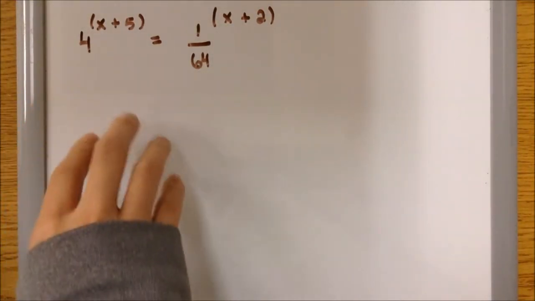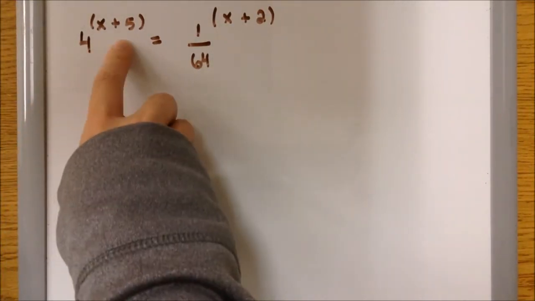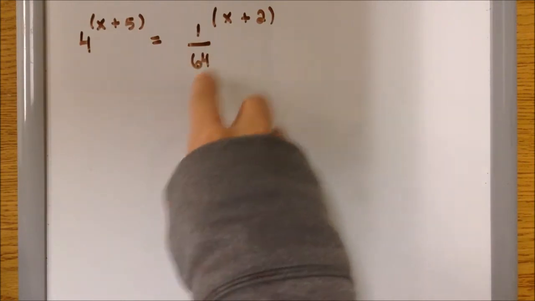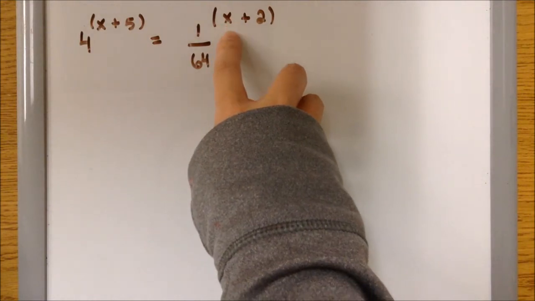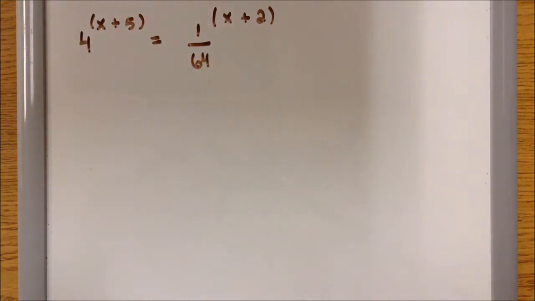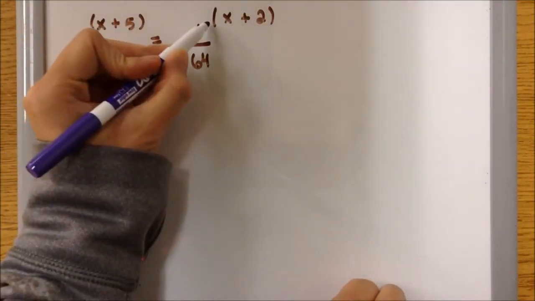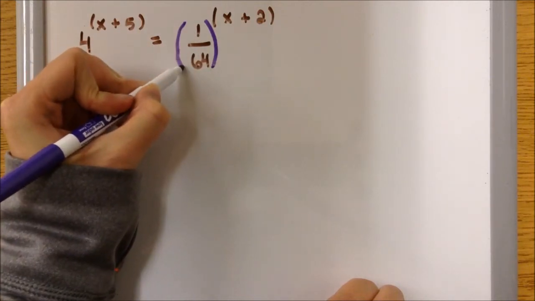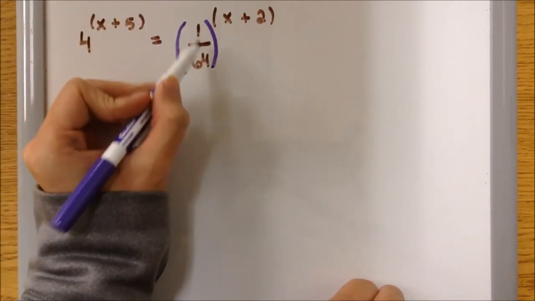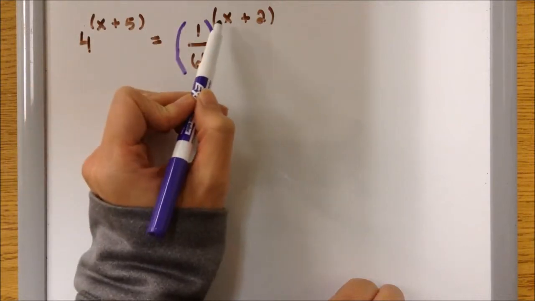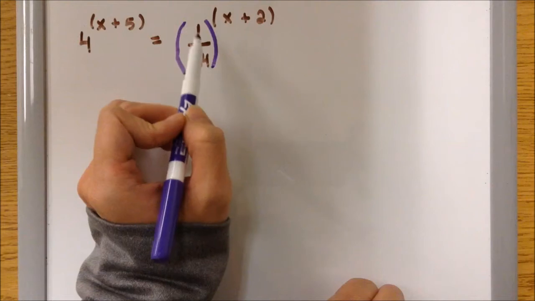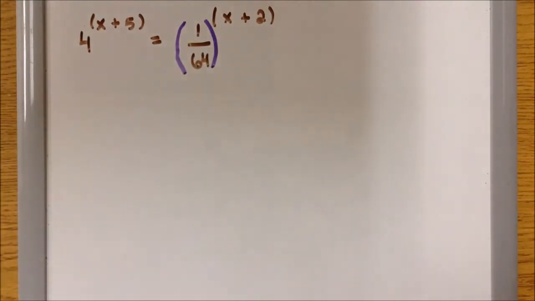So in this example, we have 4 to the power of x plus 5 equal 1 over 64 to the power of x plus 2. Now, usually with fractions, the whole thing is being powered by the exponent. So you're usually going to see the fraction with parentheses on the outside, powered by the exponent. In this case, 1 over 64 is being powered by x plus 2.